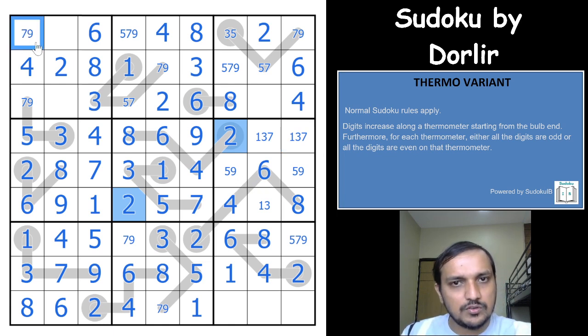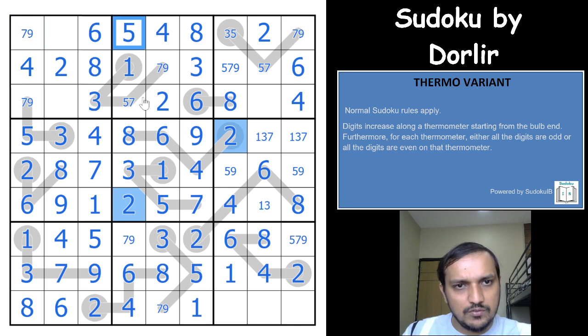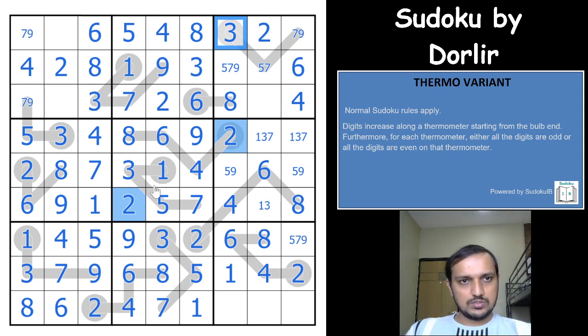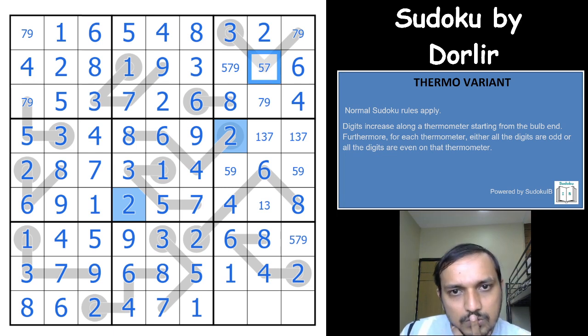This would have to be a 7 or a 9. That gives you a 7 9 pair here. So this would be a 5 7 and a 9, 9 and a 7 here. That gives you a 3 here, and that gives you a 1 here. 5, 7 or a 9. That gives you 5.